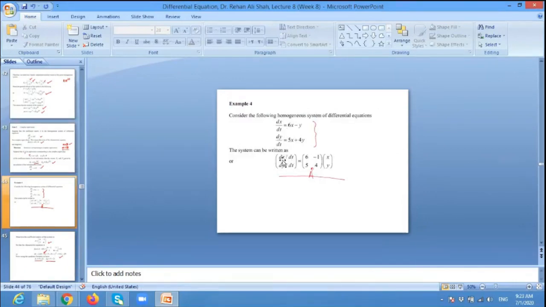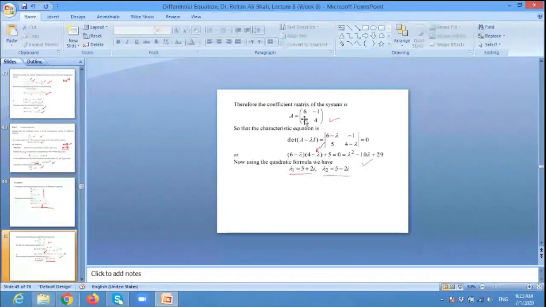So this is another example: dx by dt, dy by dt equals 6x minus y, 5x plus 4y. So the matrix A is 6, minus 1, 5, 4. What will be the characteristic equation? Determinant of A minus lambda I equal to 0. So lambda 1 is 5 plus 2i and lambda 2 is 5 minus 2i.